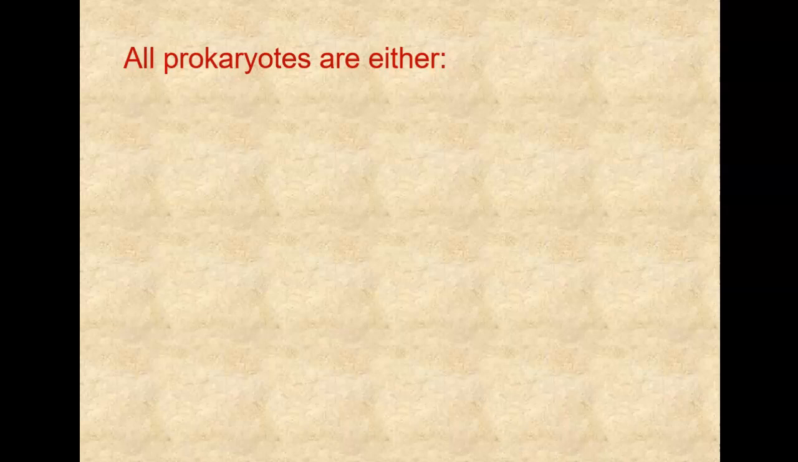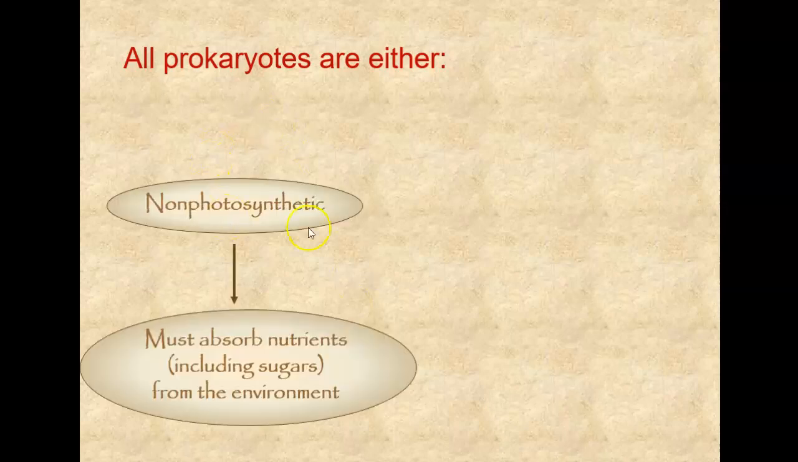So prokaryotes we can divide into 2 categories. We can divide into the non-photosynthetic. So these are bacteria and archaea that are going to be getting their energy from eating sugars, not by ingesting them, but by taking them from the environment and bringing them into that plasma membrane and using those sugars to get their energy.